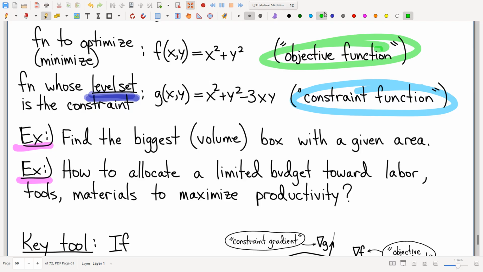What is it that we're trying to optimize? If you want to find the biggest volume, then it's a volume that you're trying to optimize. If you want to maximize productivity, well, then productivity is your objective function.